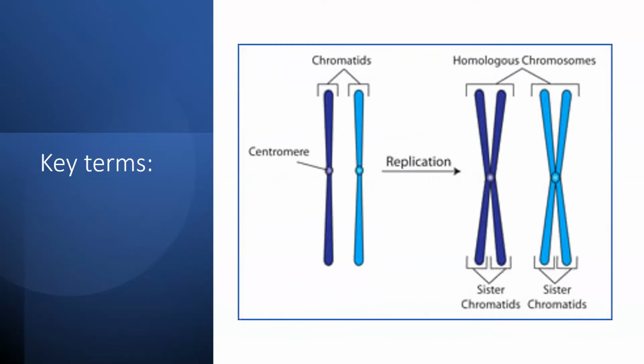From previous years, you would know what chromatids are, the centromeres at the center, knowing that the chromosomes replicate. We get then those homologous chromosomes. We have sister chromatids through the replication, okay?